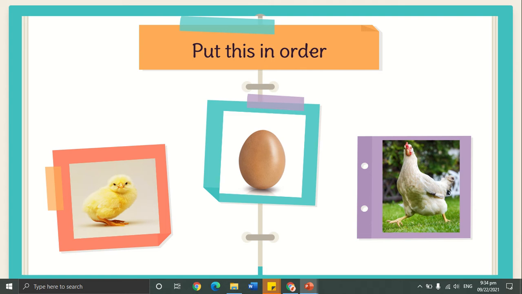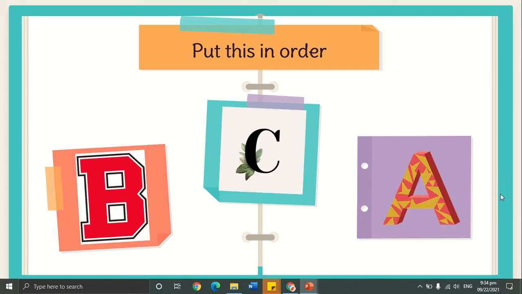Done already. Sige, let's see. Of course, mauuna muna yung itlog, yung pinakamaliit. Then, magiging sisiw, tapos magiging manok. Let's see another example. Dito po kaya, kanta muna kayo. On your notebook as well, arrange these 3 letters based on what goes first and what goes last.